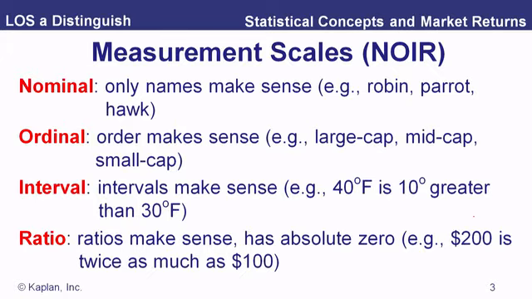For an example of an interval scale where the intervals make sense, we use degrees Fahrenheit. And we know 40 degrees Fahrenheit is 10 degrees greater than 30 degrees Fahrenheit. And 50 is 10 degrees greater than 40. So the intervals make sense. What doesn't make sense is the ratio. Is 40 degrees 4 times warmer than 10 degrees? Well, I don't know, probably not.